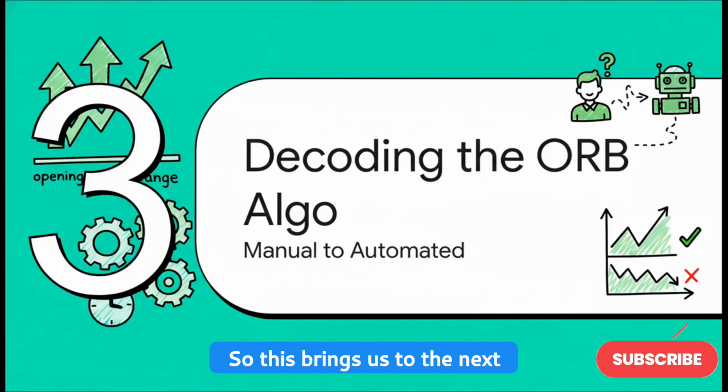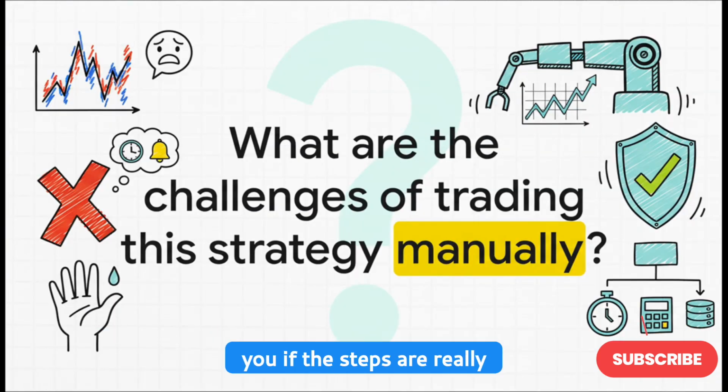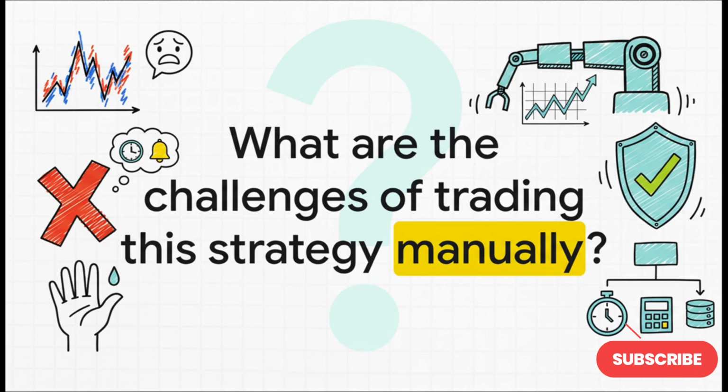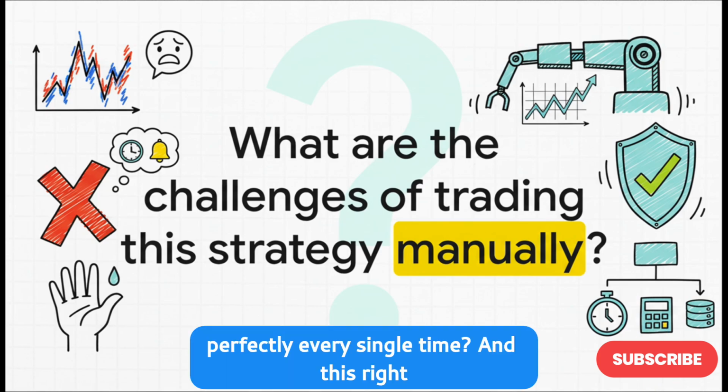So, this brings us to the next logical step, right? How do you decode the ORB algo? How do you take that manual, hands-on process we just walked through and turn it into a completely automated engine? But that makes you wonder, if the steps are really that simple, why not just do it yourself? What's so hard about it? What makes it so difficult for a person to execute this strategy perfectly every single time?